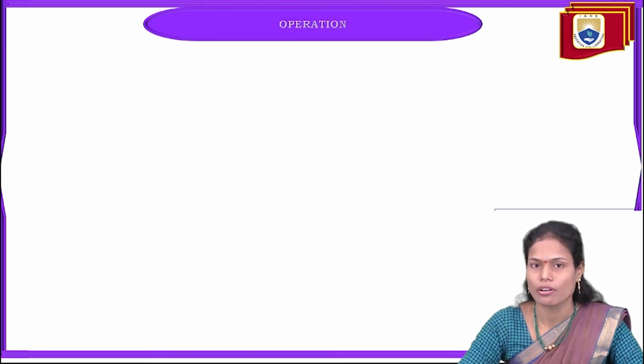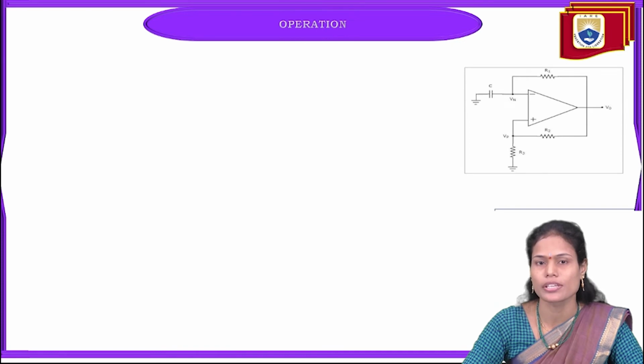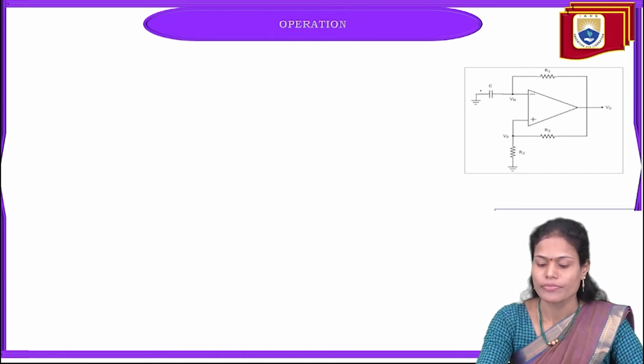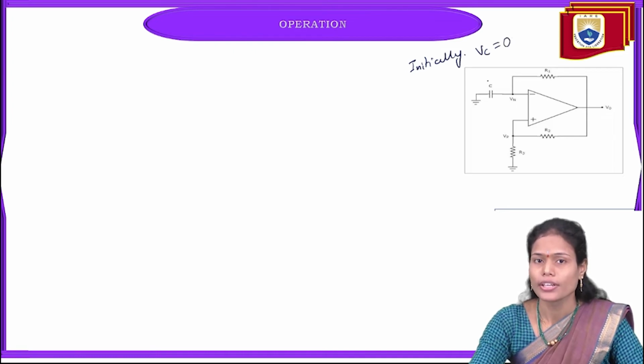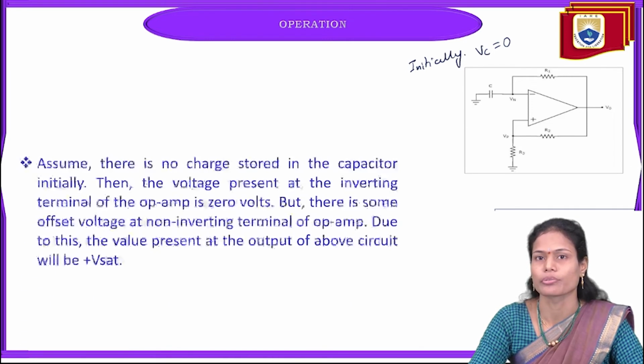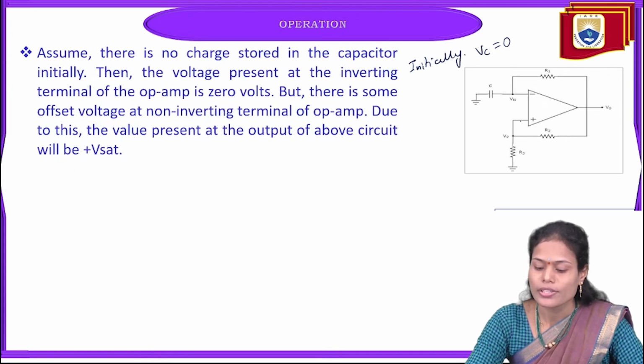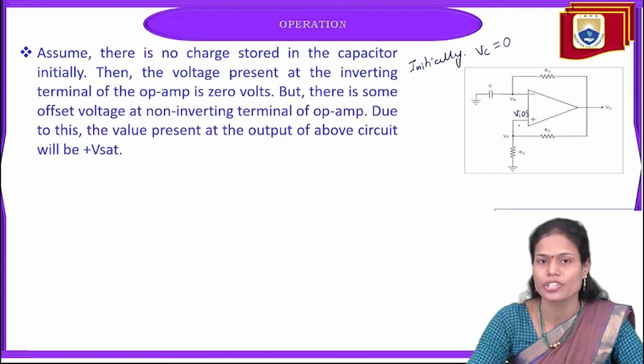So now we will see the operation of this circuit. For that purpose, again I am considering the same circuit here. Initially I am making the voltage across the capacitor VC as 0. Why it is 0 means we are not providing any signal, so the capacitor will not charge initially. But there is some input offset voltage VIOS present at the non-inverting terminal of the operational amplifier.